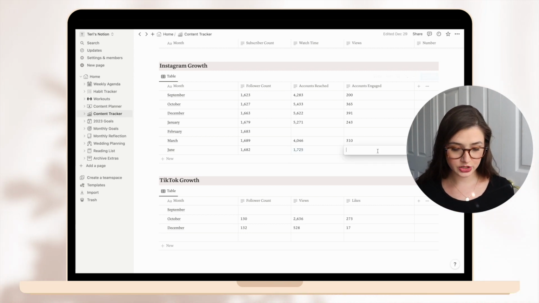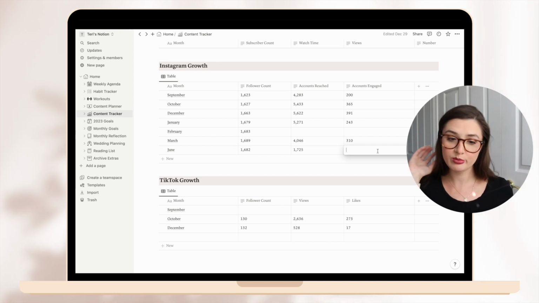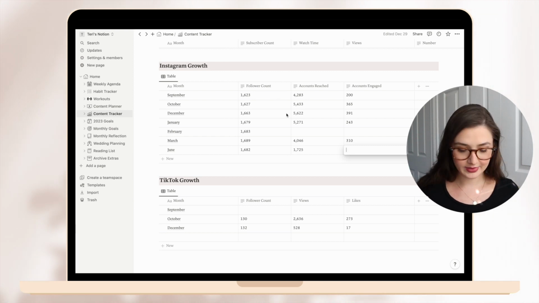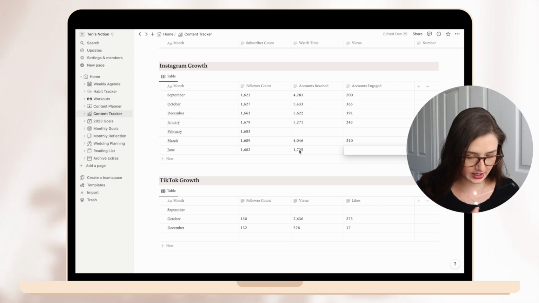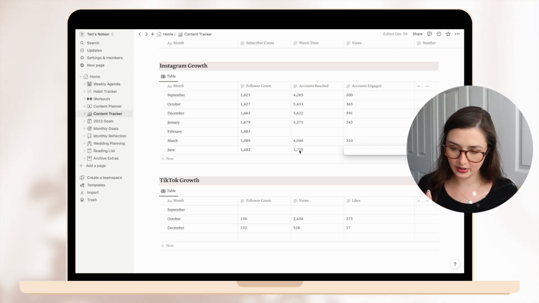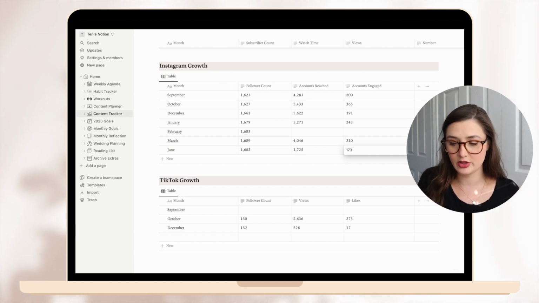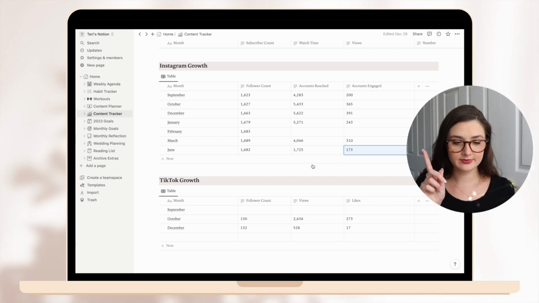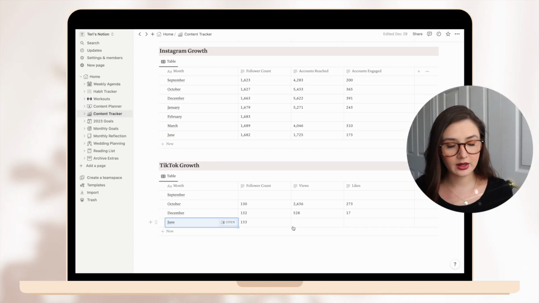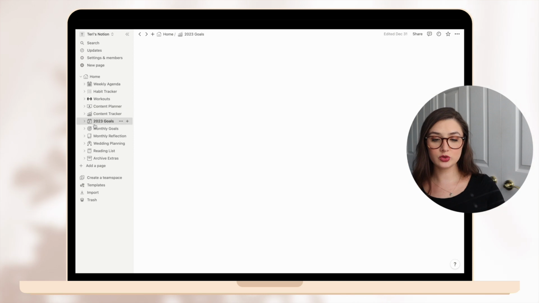1,725 accounts reached. That is incredibly low compared to the other months. Let's fix that. Same with accounts engaged. I'm not going to be surprised if it's pretty low, and that is the case, 173. I'm going to add to my goals. I'm just not focusing on TikTok, and that's okay. Moving on to 2023 goals.